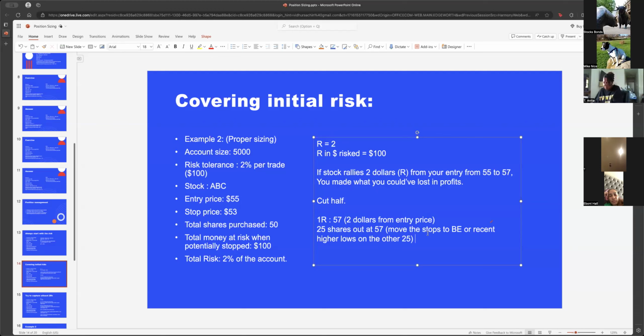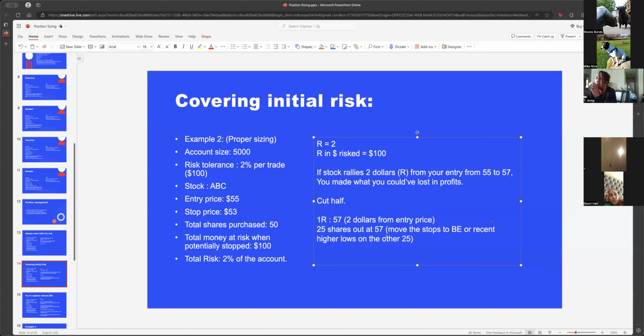At that time, your entry strategy is not going to help you. This is what's going to help you. This is what's going to keep you in the game. The entry might help you with identifying proper setups, but this is what's going to keep you in the game. The technical term for this is covering the initial risk. Your initial risk on this was $100, right? So the stock price goes up 2 points and you made $100. You're going to sell half and move the stop losses to break even.